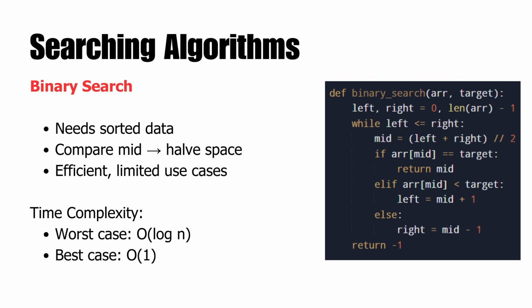We maintain low and high pointers and calculate the middle index in each iteration. We adjust the pointers based on the comparison and continue. Binary search has O of log n time complexity, making it far more efficient for large lists. The best case is still O of 1, and it can be implemented with constant space using iteration. However, it has limitations. It only works on sorted data and isn't efficient for non-random access structures like linked lists.